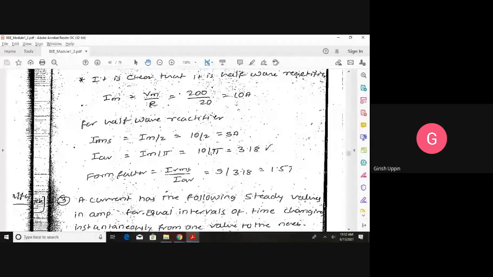RMS value is how much? 5 amperes. Average value is this one. We get it as 1.57. If you remember, for half wave rectifier, form factor is constant, that is 1.57. That is how you can verify whether your answer is correct or not.